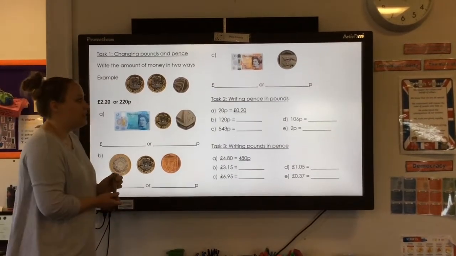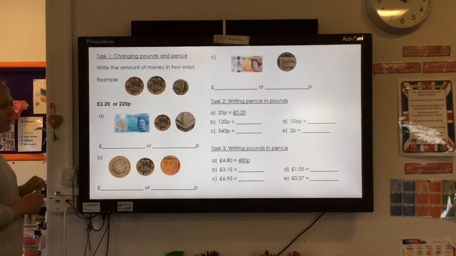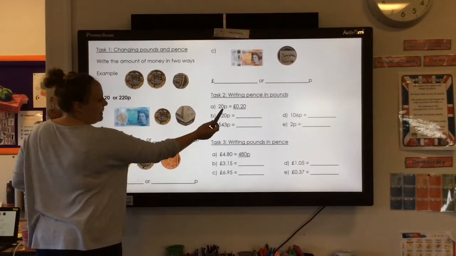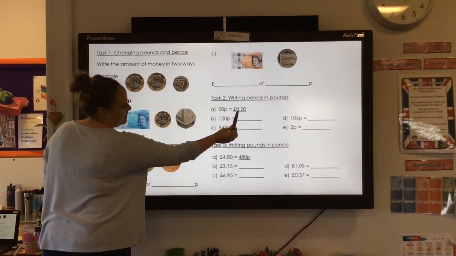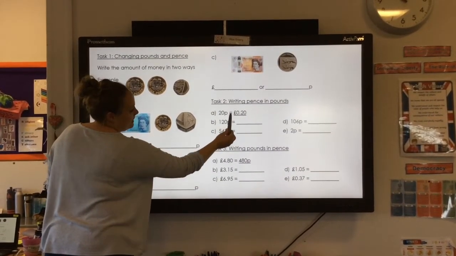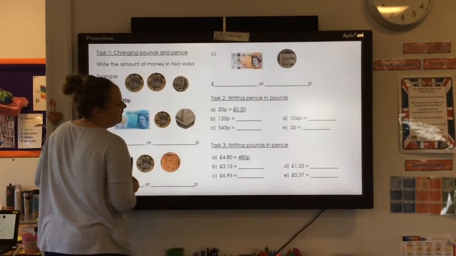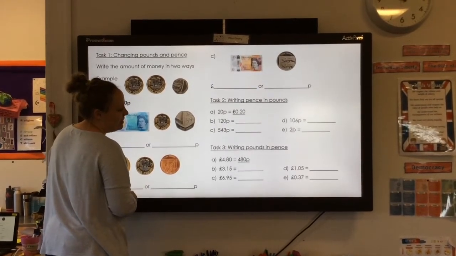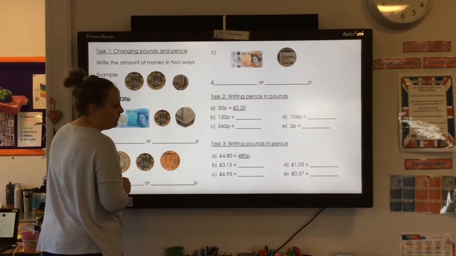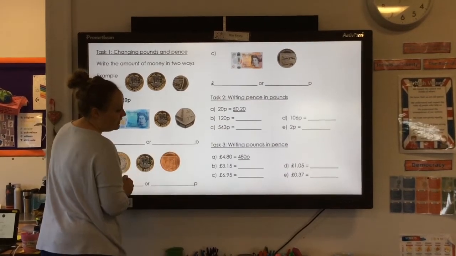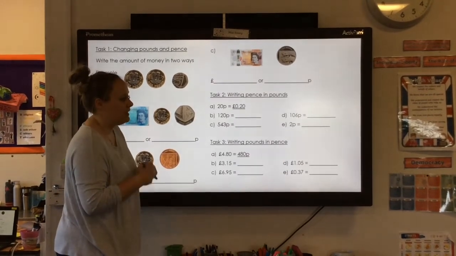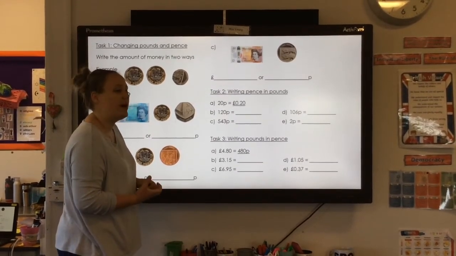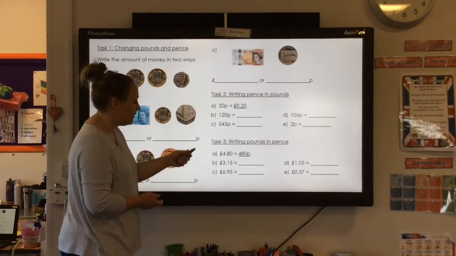Task 2. You need to write the pence in pounds. So for example, if you've got 20p, you've got 0.20, 20p. If you've got 120p, how many pounds have you got? 543p, how many pounds? 106 pence, how many pounds? And 2 pence, how many pounds?